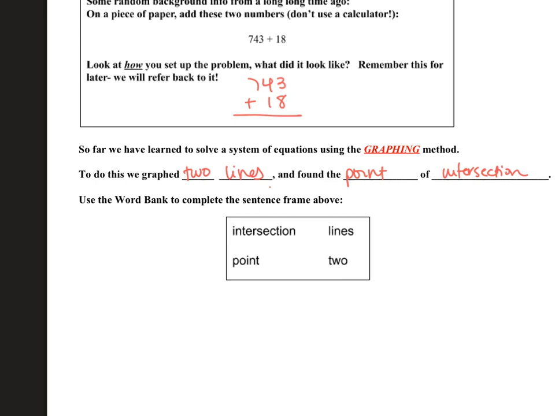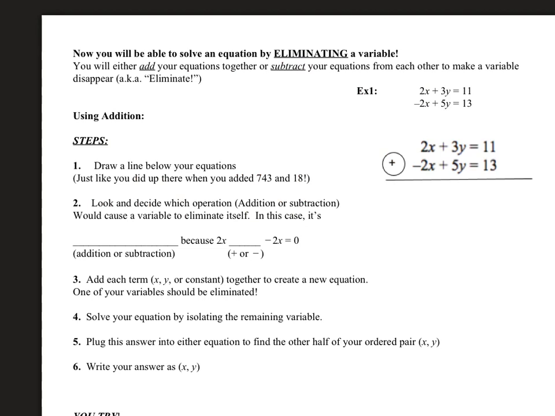Okay, so when we solved by graphing, we were graphing 2 lines, and we were finding the point of intersection. Now we're going to learn a different way to solve a system of equations, and the way it's generally referred to is called elimination, or we're going to be eliminating a variable. We're either going to add our equations together, or we're going to subtract them from each other, depending on which of those two things, addition or subtraction, can make a variable disappear or eliminate itself.